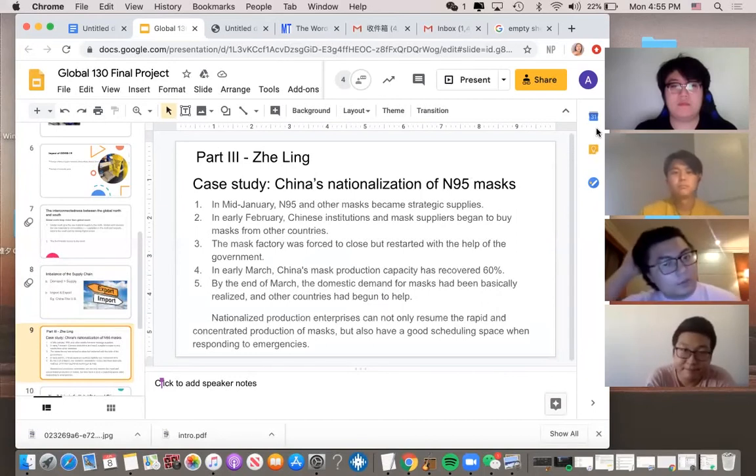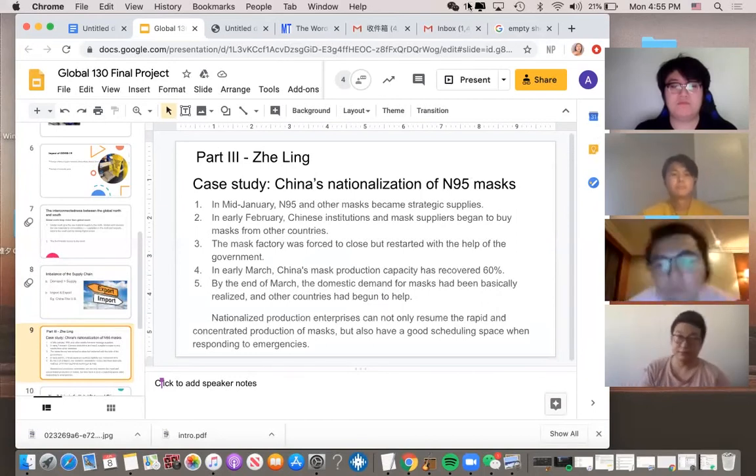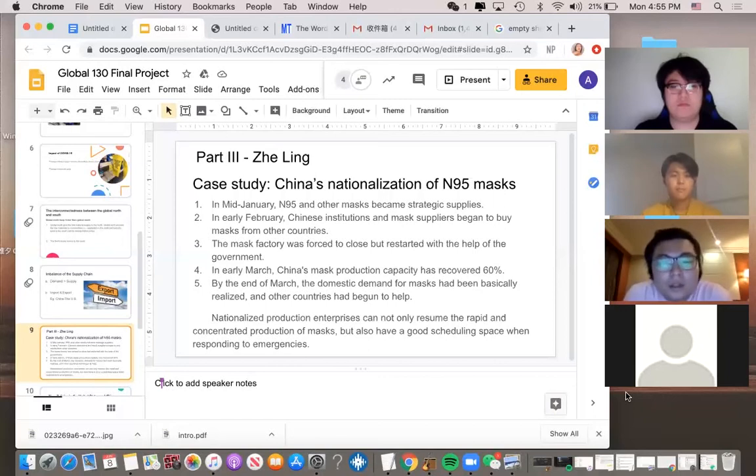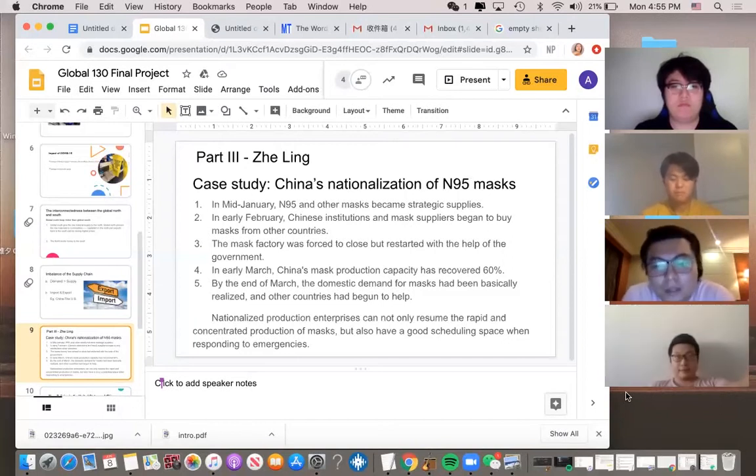Okay, so in my part, I'm discussing how nationalism experts face emergency public health issues and how to deal with them. In China, COVID-19 broke out in mid-January, and N95 and other masks became scarce materials. So this means that masks were needed in all parts of China. In early February, because of the large demand for masks, Chinese institutions and mask suppliers began to buy masks from other countries.